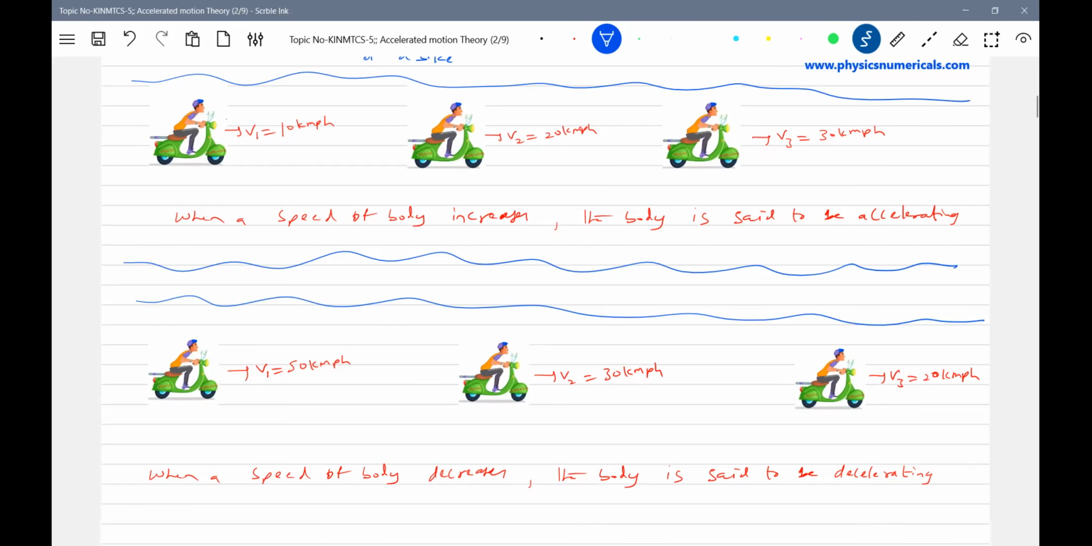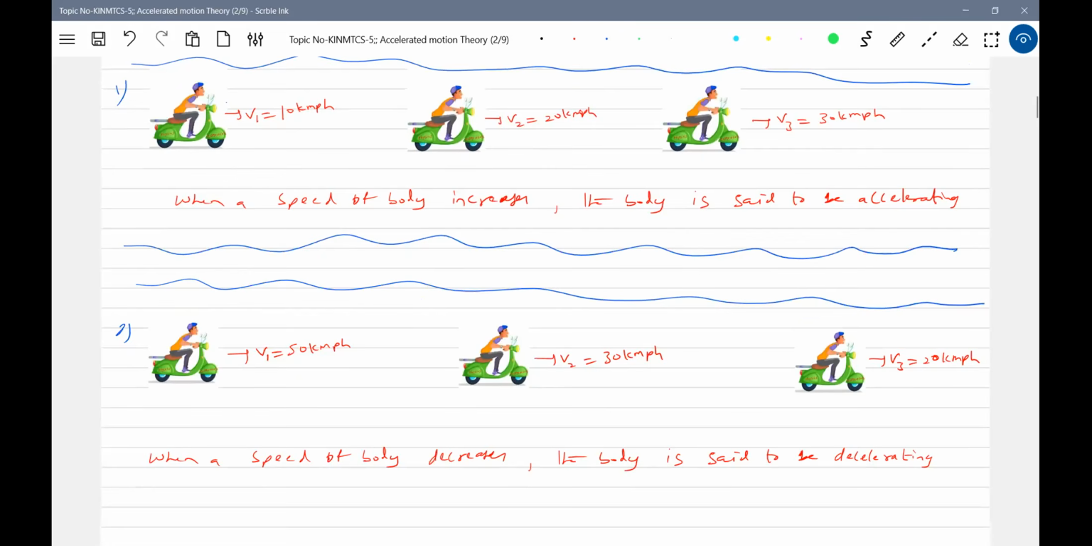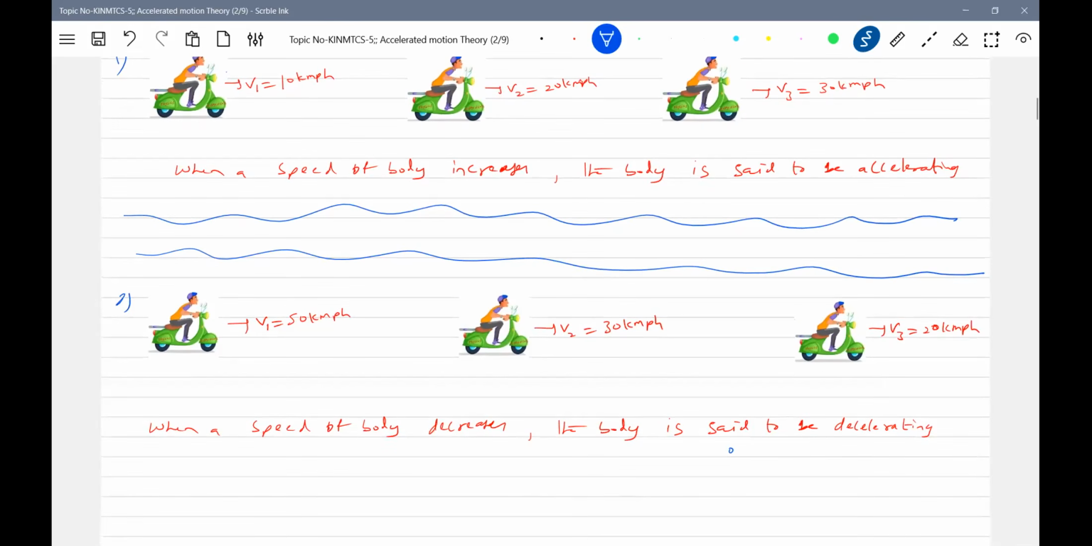Very simple. Now you can say the scooter is decelerating. In the above diagram, the first diagram, what is the state of the scooter? There it is accelerating. Speed is increasing, it's said to be accelerating. Speed decreasing is said to be decelerating or undergoing retardation, either way. So like this, the word acceleration is brought into the picture.